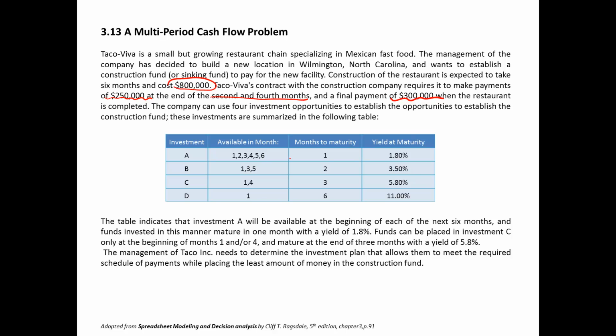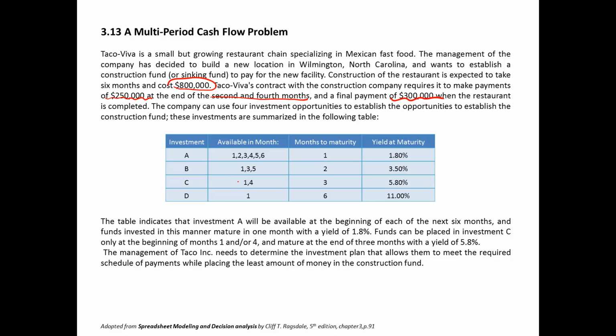So when you invest $100 in B at the beginning of the first month, after 2 months, at the end of the second month, you get $103.50. And with this $103.50, you can reinvest in B because B is available right away, at the beginning of the third month. But of course, this money you can invest in A too, because A is available here too.